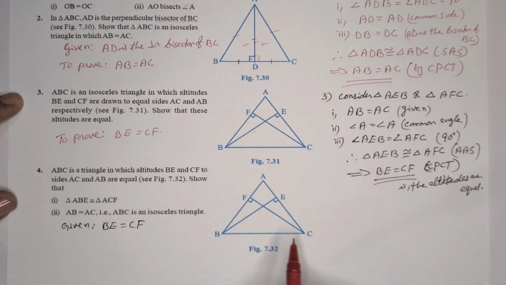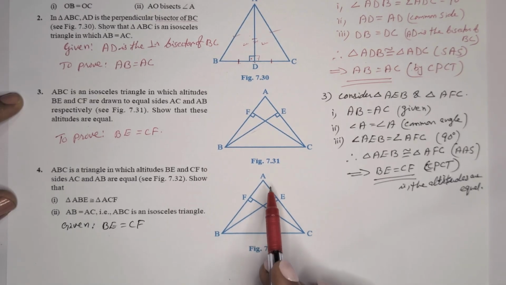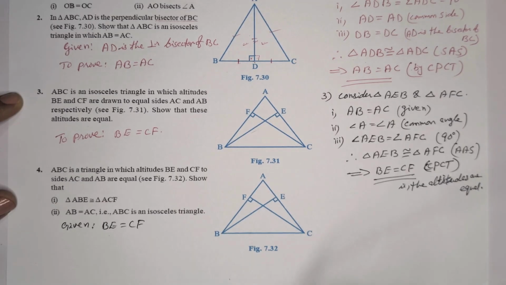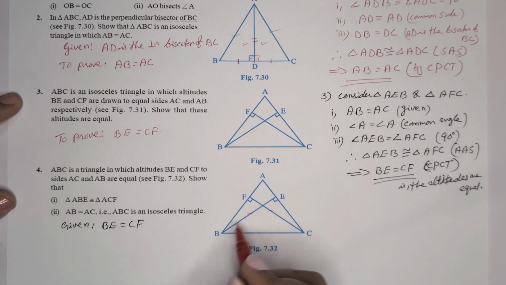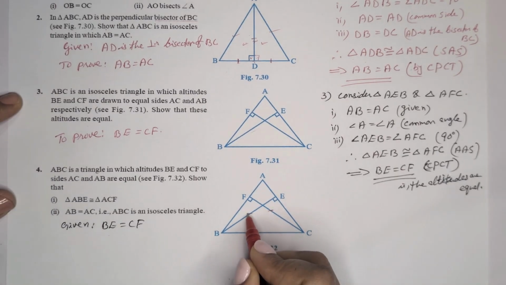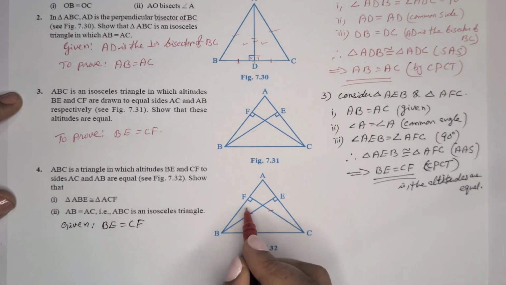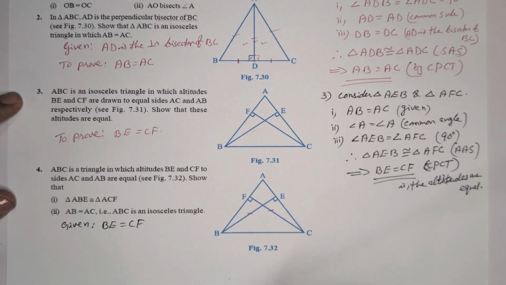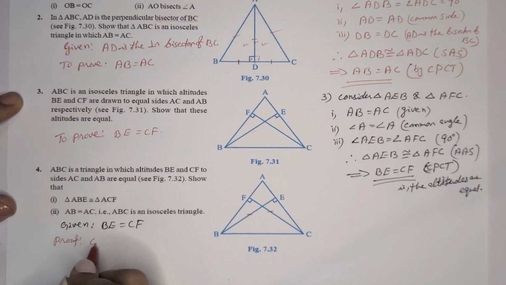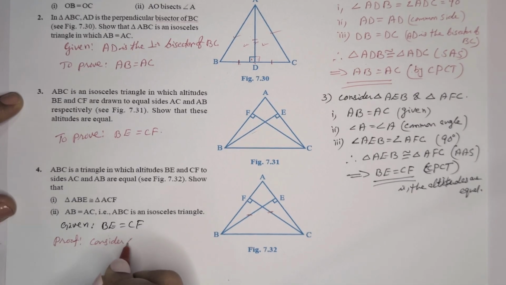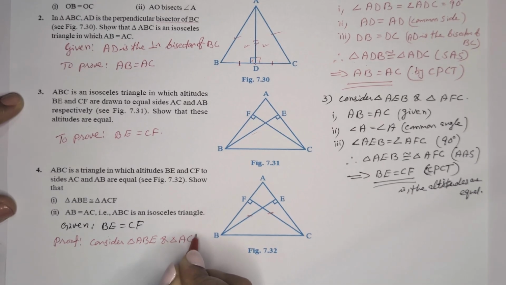Question number 4. ABC is a triangle in which the altitudes BE and CF are equal. That means these altitudes are equal. It's given. So we can write given that BE is equal to CF. Then we have to prove triangle ABE congruent to triangle ACF. So first we have to consider proof. Consider triangle ABE and triangle ACF.